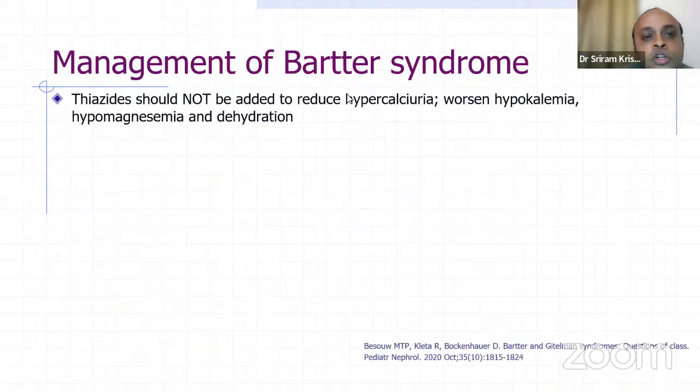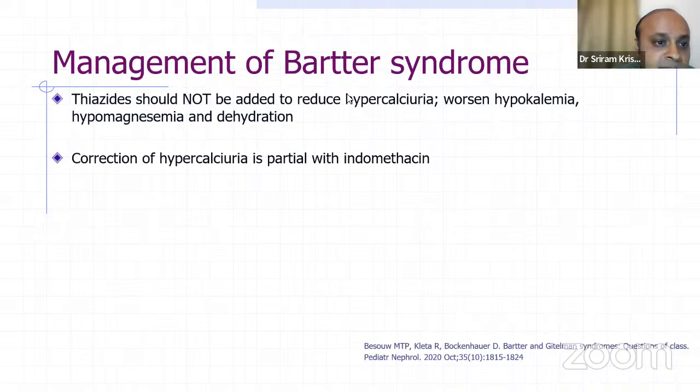Thiazide should not be added to treat hypercalciuria in Bartter. Indomethacin itself has been shown to reduce the hypercalciuria. And if you use thiazides, you may get more hypokalemia, you may get more hypomagnesemia, and you may worsen the dehydration.